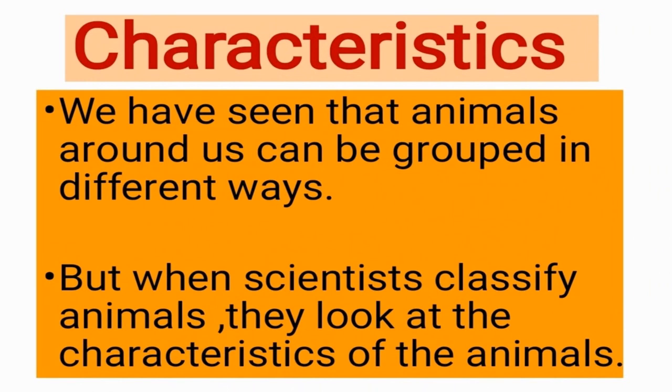Characteristics. We have seen that animals around us can be grouped in different ways. Did you see the animals which were grouped in different ways, such as the place where they live, according to their color, according to their size, according to their moving style? These were the different ways we grouped the animals. But when scientists classify animals, they look at the characteristics of animals. So, now let's see the groups of animals according to their characteristics.